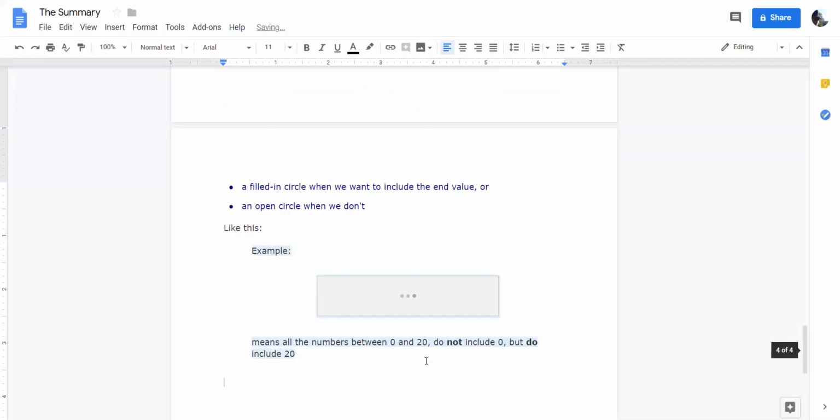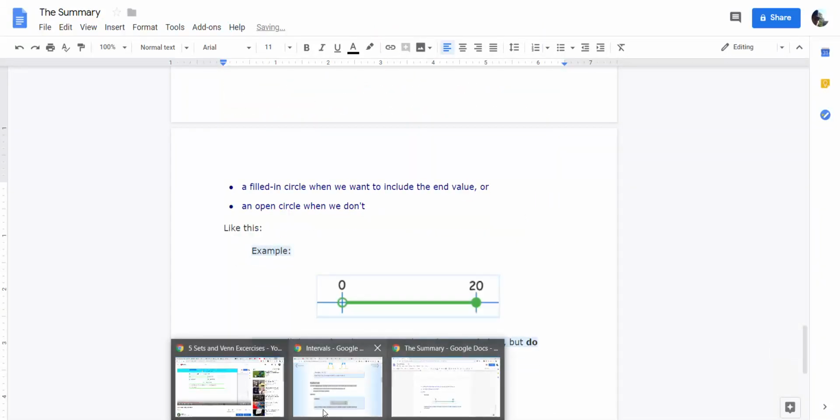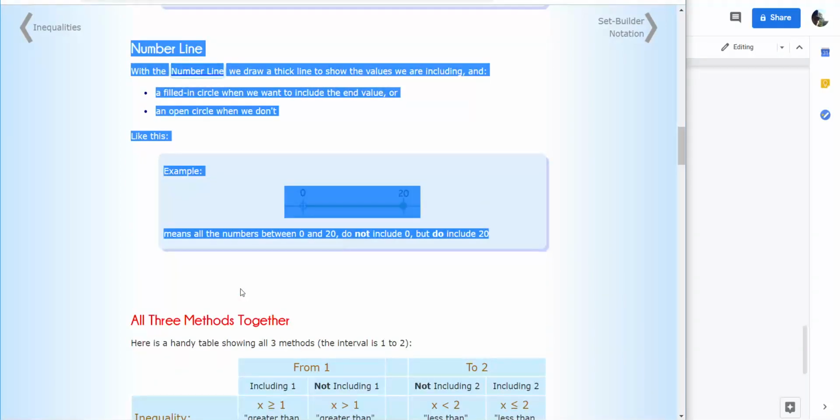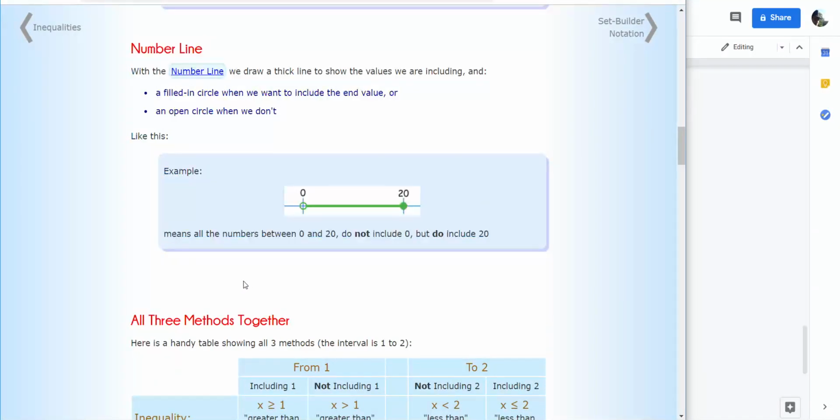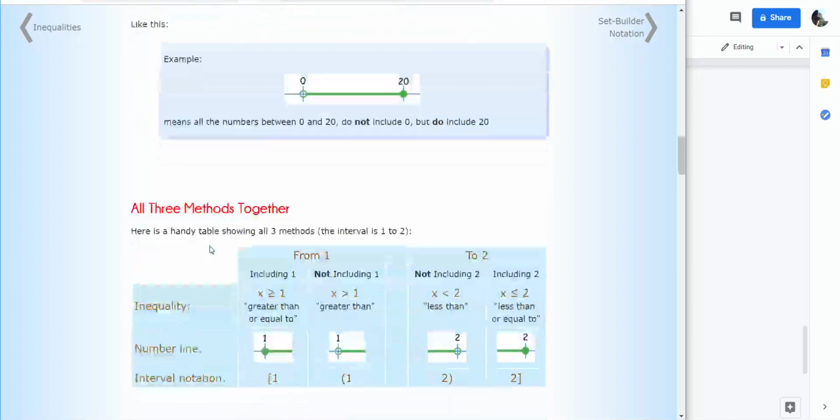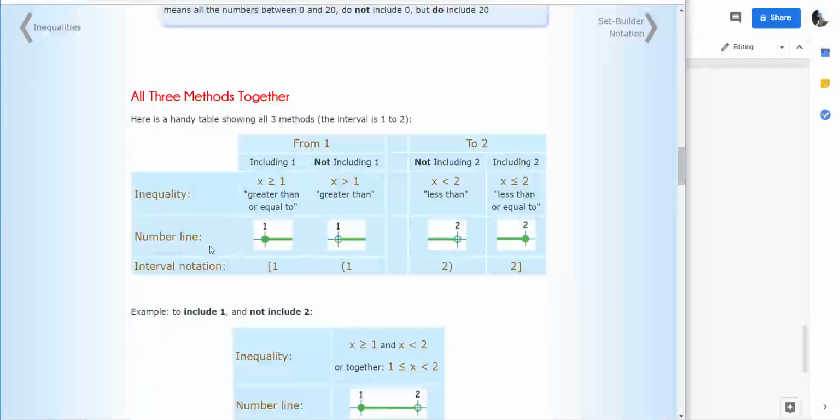This is what's different. I mean, the book is way off with the mathematical notations. This is why this is better. Now we understand the empty circle here. The filled one includes the number it's pointing at, and the other one doesn't. So all three together, it's a pretty nice summary.